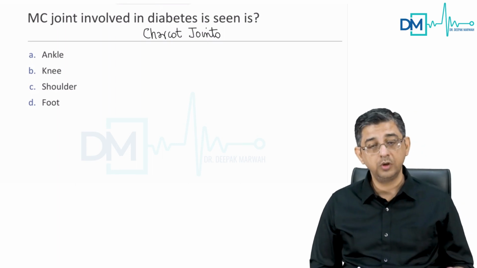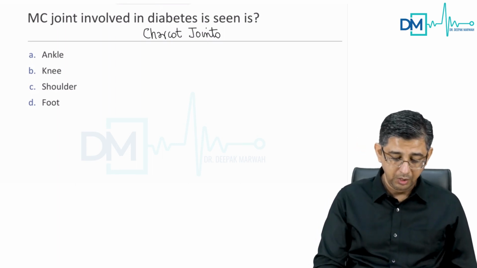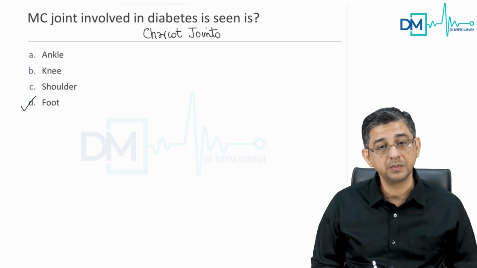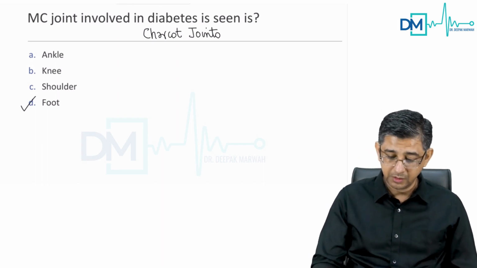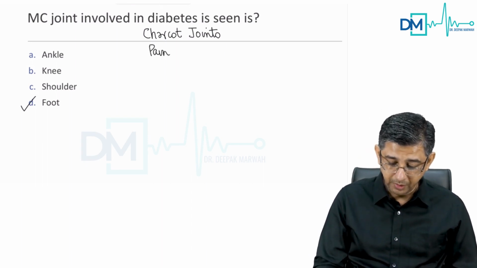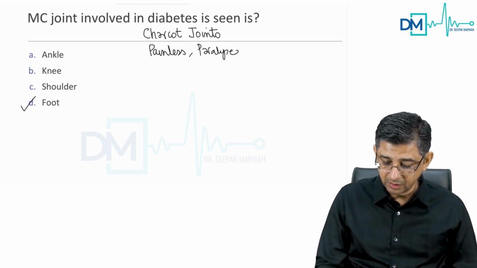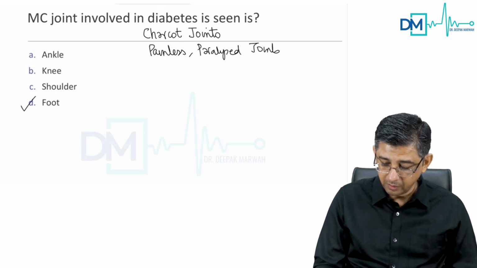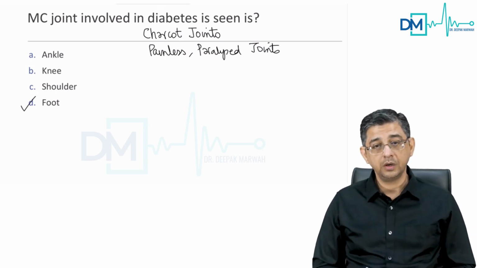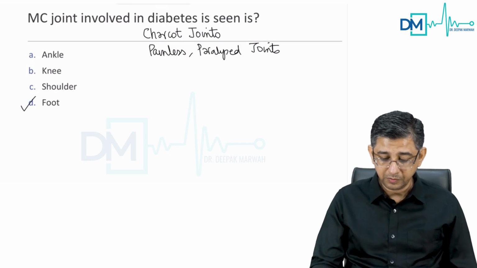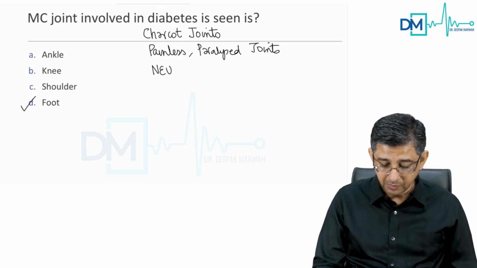So that would be the small joints of the foot of the individual that would be involved in this particular case. What do you mean by Charcot joints? Well, Charcot joints are painless paralyzed joints. These painless paralyzed joints that I have mentioned here before you, they could be a complication mainly because of the neuropathy aspect of diabetes mellitus.